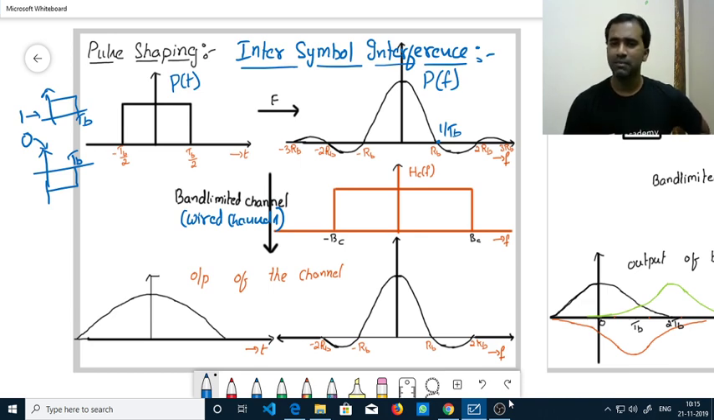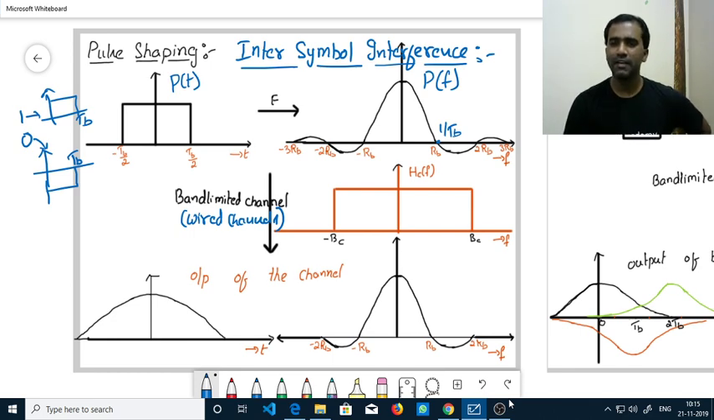Fine. So one simple funda is, here some frequencies are missing or the shape of the Fourier transform is different, which means in the time domain also the shape should be different. Whether it is this shape or not, it doesn't matter. What is important is that the shape will definitely change in the time domain as well, because in the frequency domain the shape is changing because of the band limited channel.